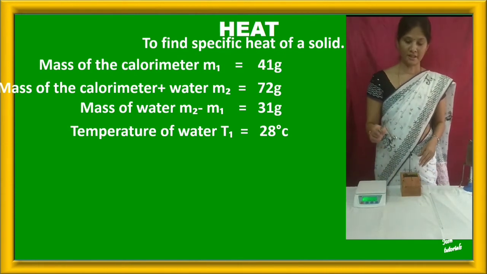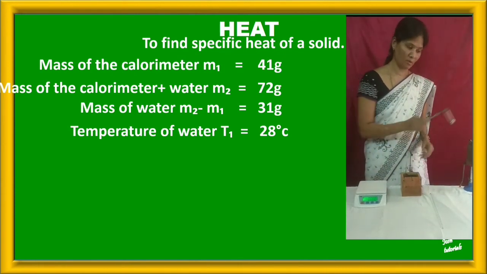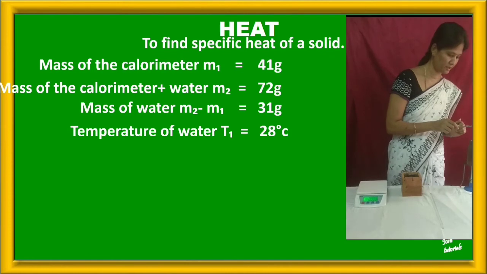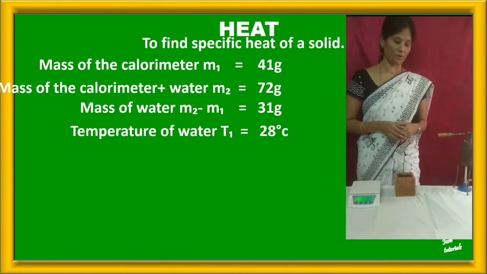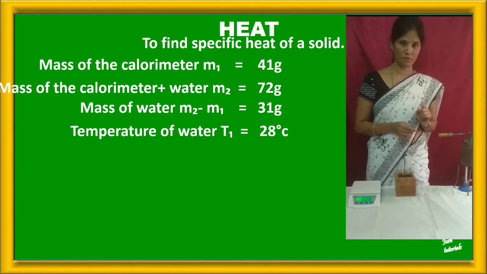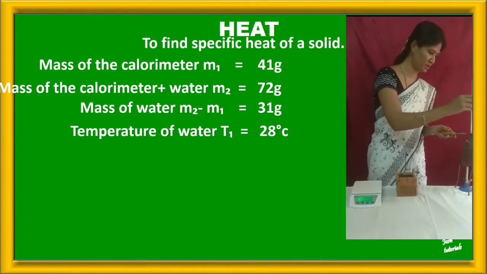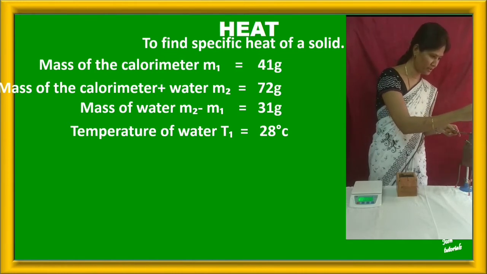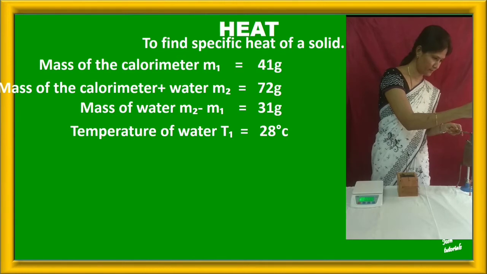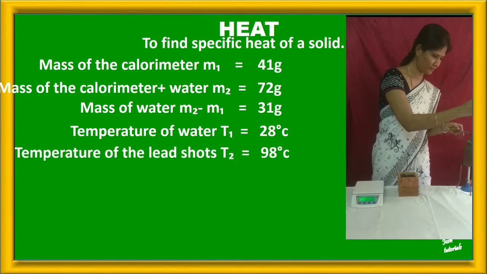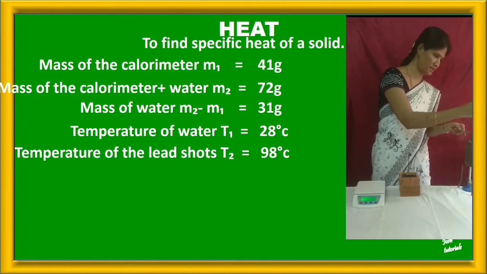Now take the boiling test tube and keep it in the boiler. Wait for some time. Now I think it's ready. Before taking it, look at the temperature of it. Let it be T2. As soon as you measure the temperature, transfer the lead shots into the calorimeter.